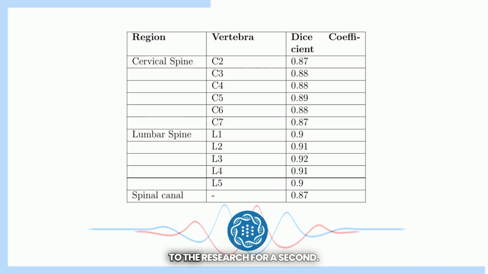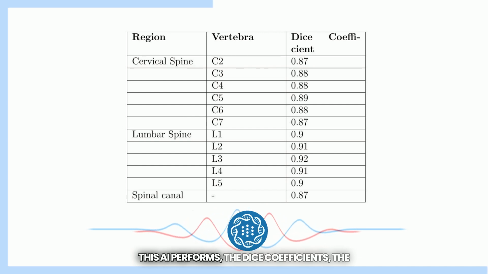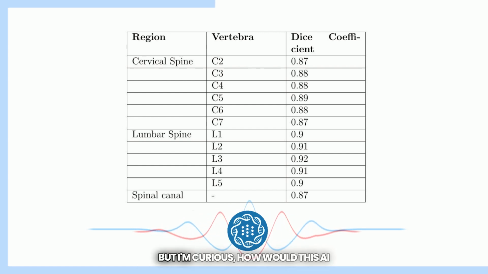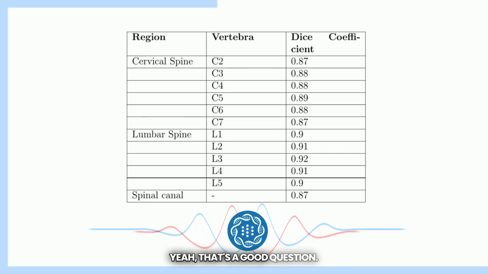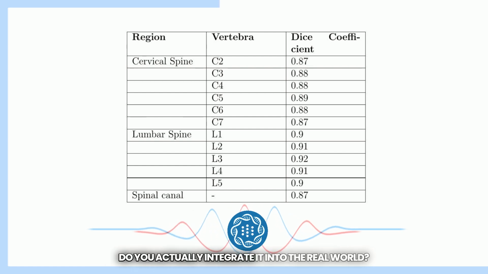Speaking of evolving, let's go back to the research for a second. Okay, yeah, let's do that. We've talked a lot about how well this AI performs. The dice coefficients, the accuracy of the measurements, all that. Right, all of that. But I'm curious, how would this AI actually be used in a clinic? Yeah, that's a good question. It's one thing to have this amazing technology, but how do you actually integrate it into the real world?